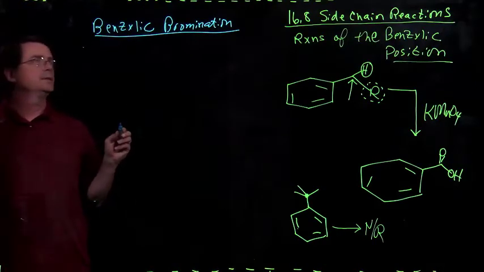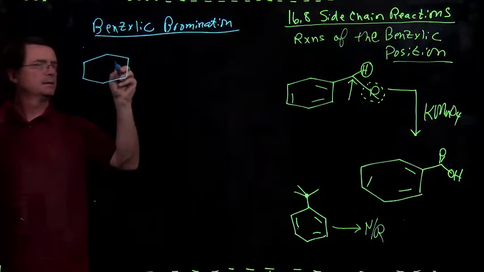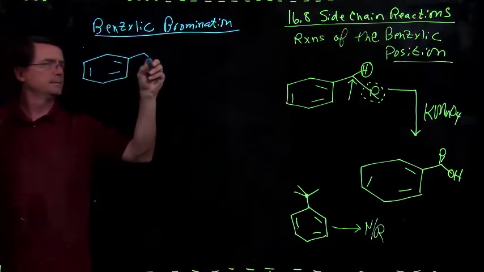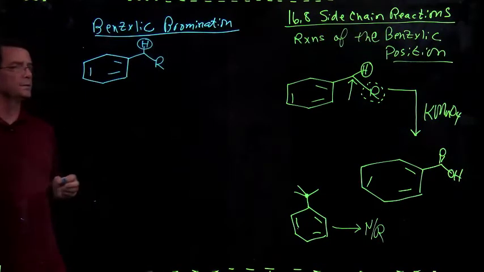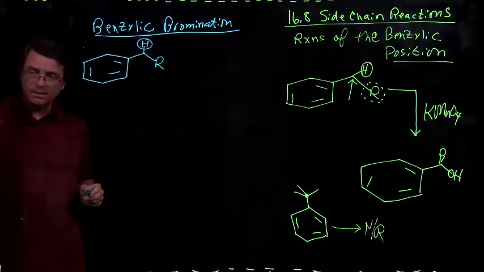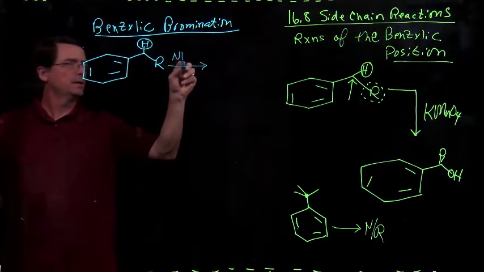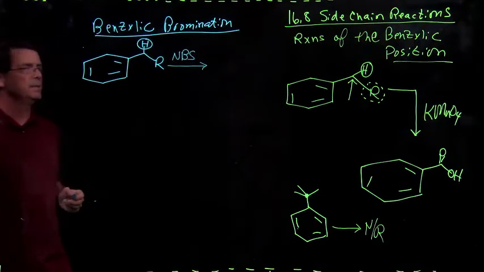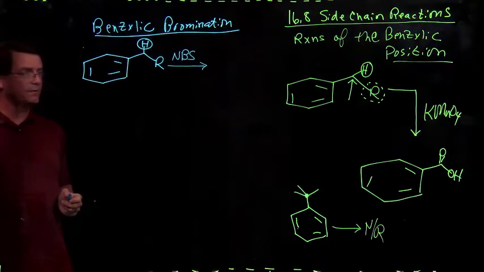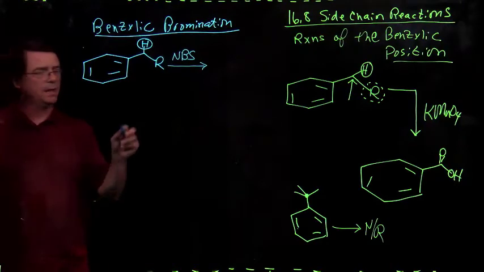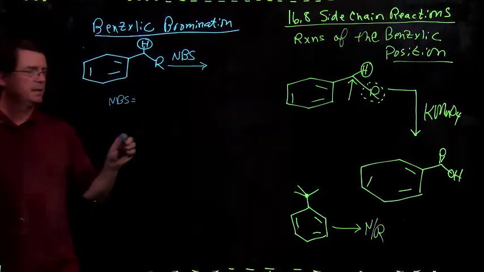Okay, picking up with benzylic bromination, again, we need a benzylic position. I'm only illustrating one here because we have to have at least one hydrogen. If we react this with NBS, now NBS, we can use abbreviations in organic chemistry, but it has to mean something to us. NBS stands for N-bromosuccinimide.